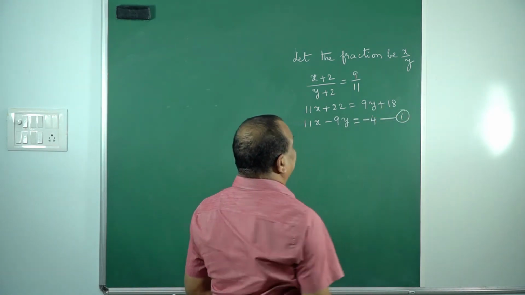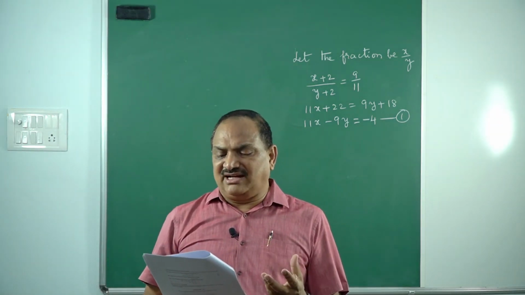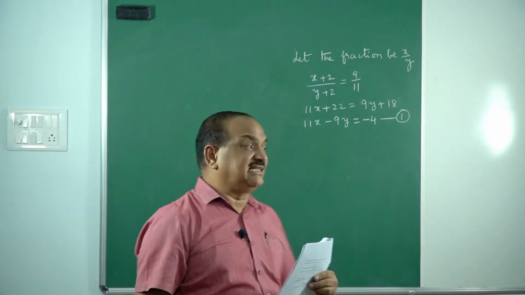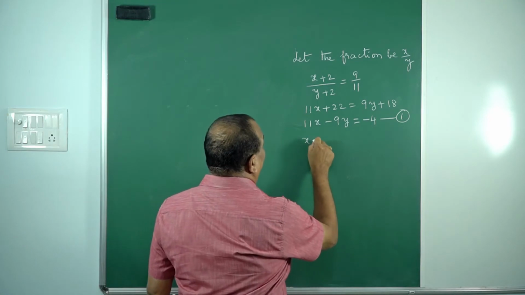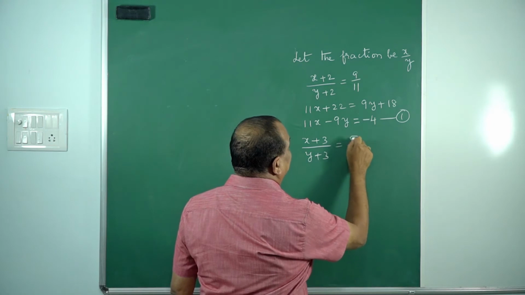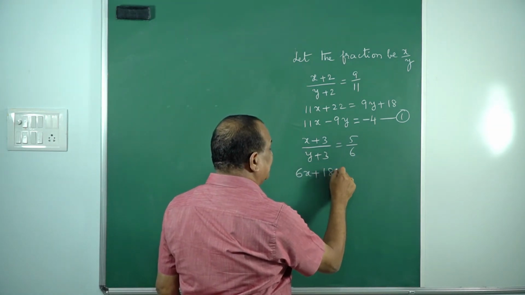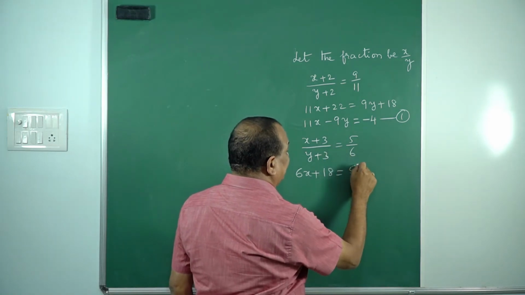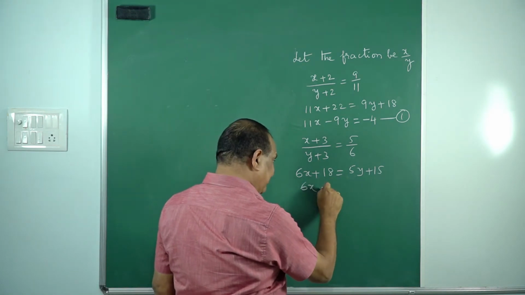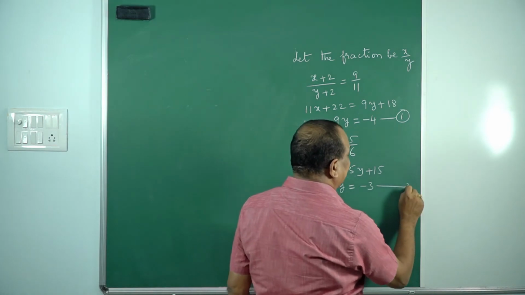That's my first equation. There is another clue given to you. Okay, and he's taking the fraction, he's adding 3 to both numerator and denominator, and the fraction becomes 5 on 6. So you have x plus 3 and y plus 3, and that becomes 5 on 6. Cross multiplication, 6x plus 18 equals 5y plus 15, and 6x minus 5y is equal to minus 3. This is the second equation.